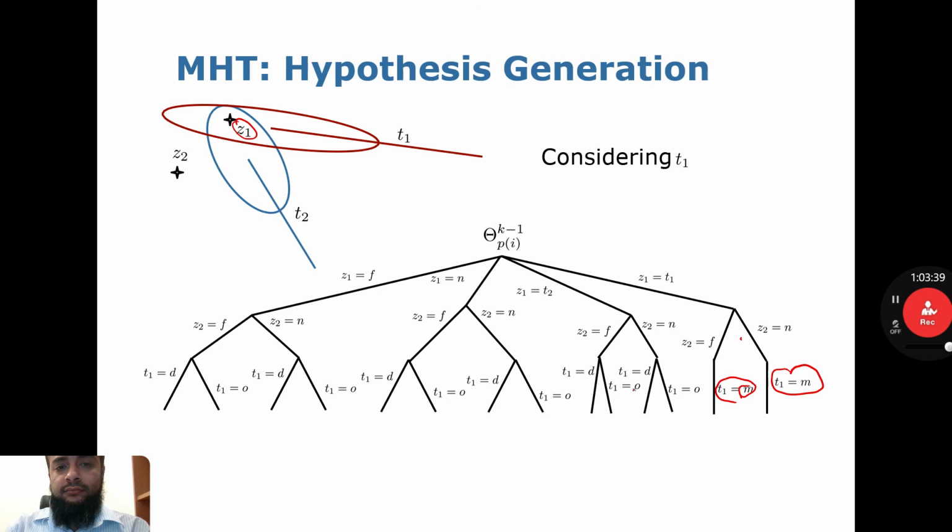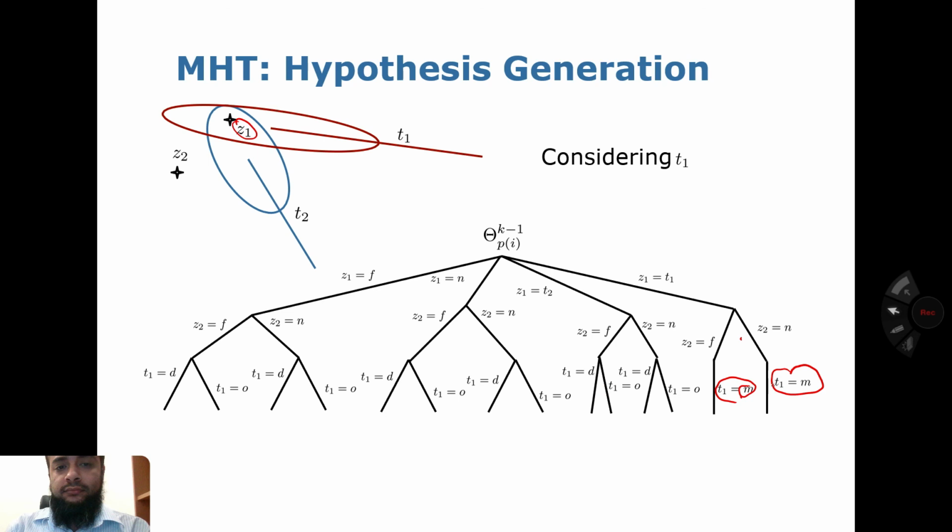For example, if a measurement lies in the validation gate of track 2, and if the measurement also lies in the track 1 validation gate, then we should delete track 2. Why? Because track 2 is following the same measurement, so we should delete it. So here track 1 is deleted in this hypothesis, if Z1 belongs to track 2, then track 1 should be deleted.